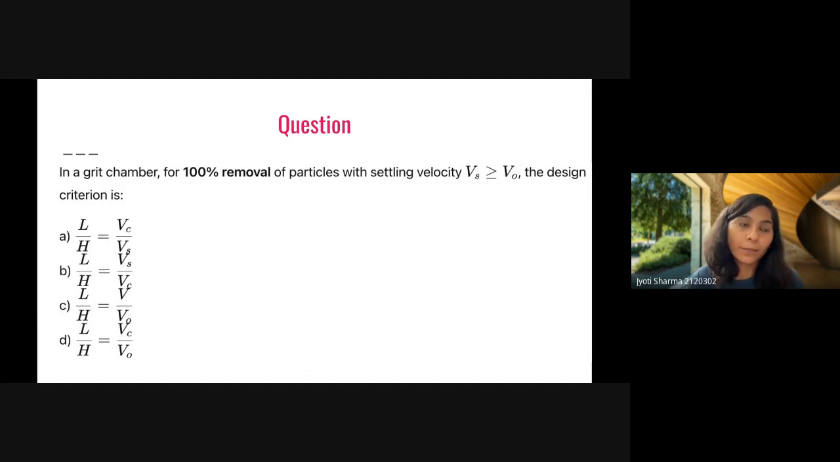In water pollutants, we have already discussed this. We have two types of velocity: one is your settling velocity, and the other is the original velocity that you have of the particle. If we want to remove 100% of particles, what criteria should we have? Based on that, we need to design our settling chamber.